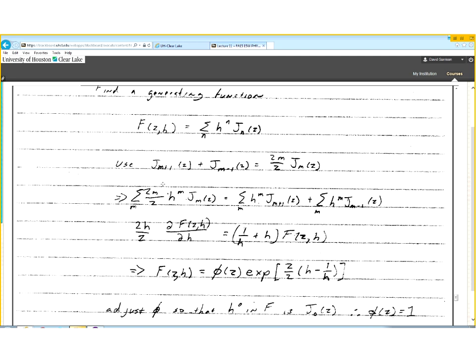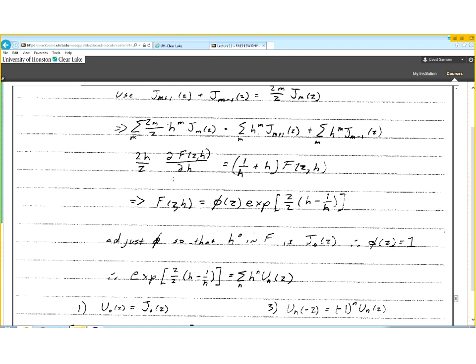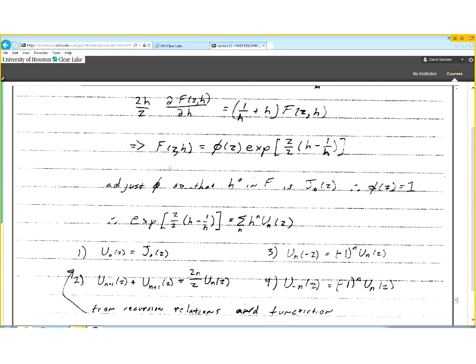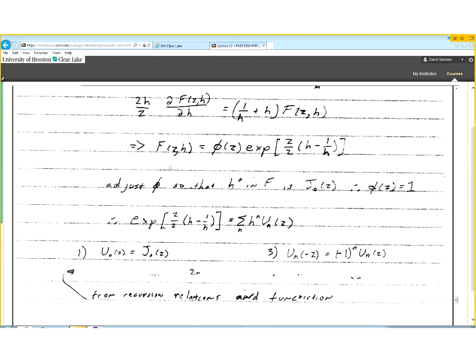So what happens then is you can adjust this phi term, since this is really just an extra function, since it has to be a function of z. You can adjust it so that when you have h to the 0, or m equals 0, you get the right answer. And so when you do that, you can see that phi of z is equal to 1. And so your generating function is just this exponential term.